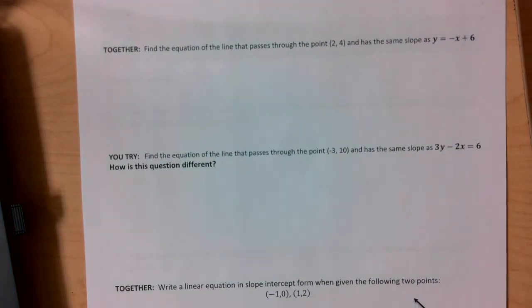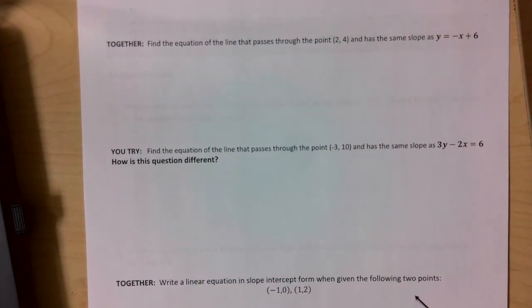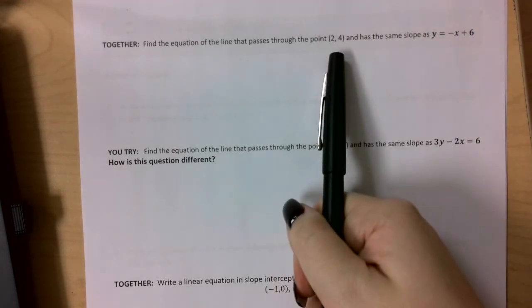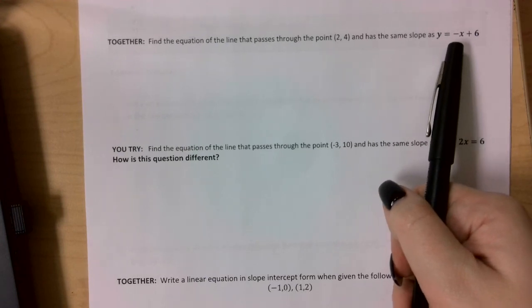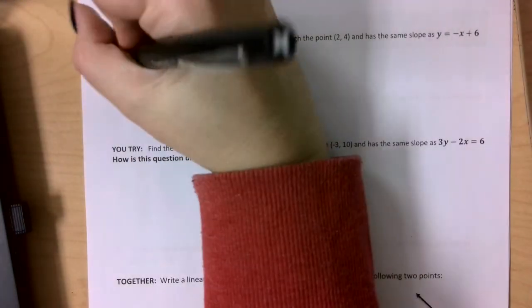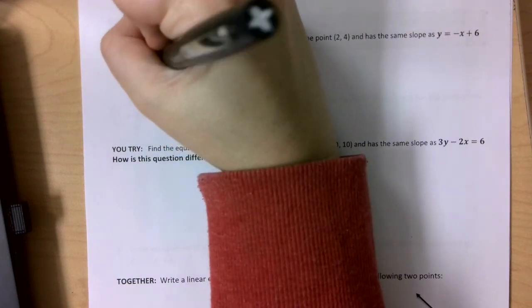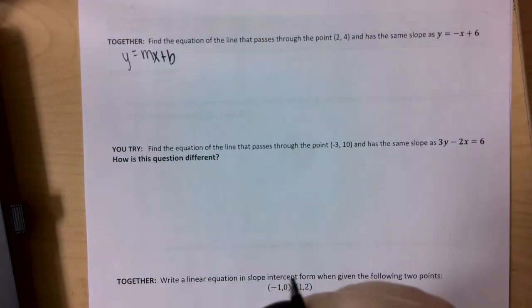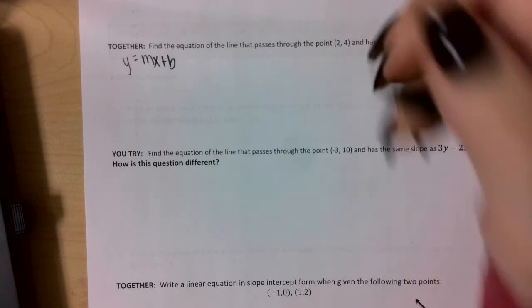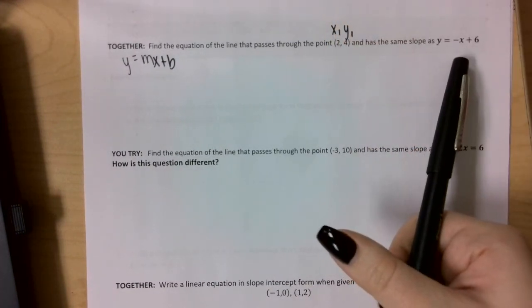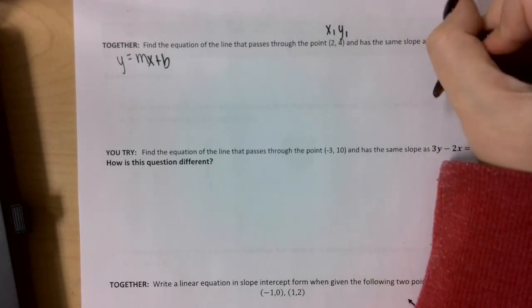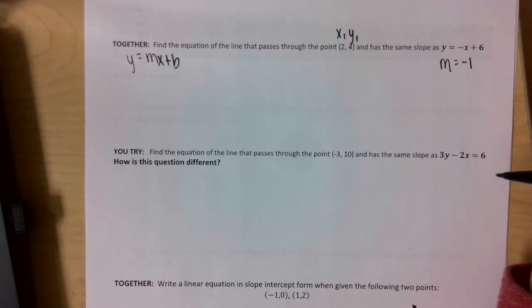Okay, next thing that we're going to do is kind of piecing together everything we've reviewed. We're going to find an equation of a line that passes through the point 2, 4 and has the same slope as y equals negative x plus 6. So when we want to write an equation, again, we're going to write that in slope-intercept form. Okay, we want it to cross through this point, so I'm going to label that point, and then we want it to have this slope. So the slope of this line would be negative 1.